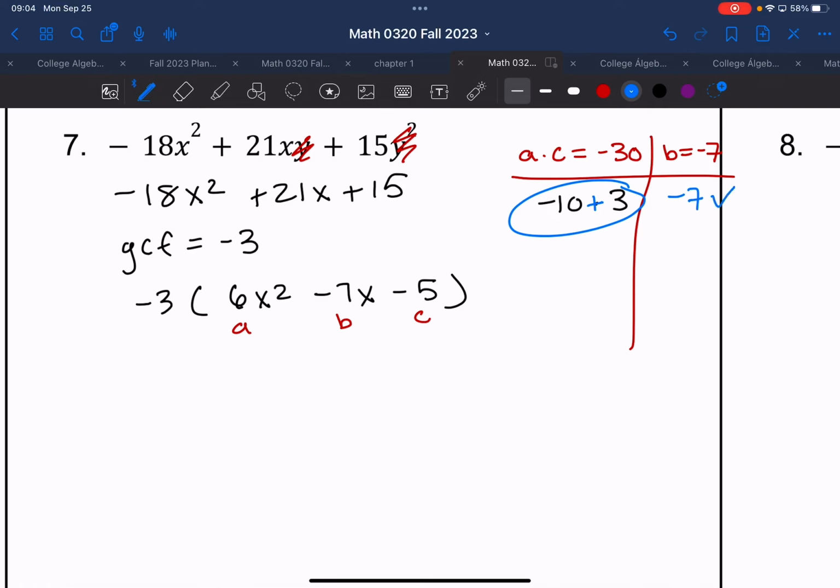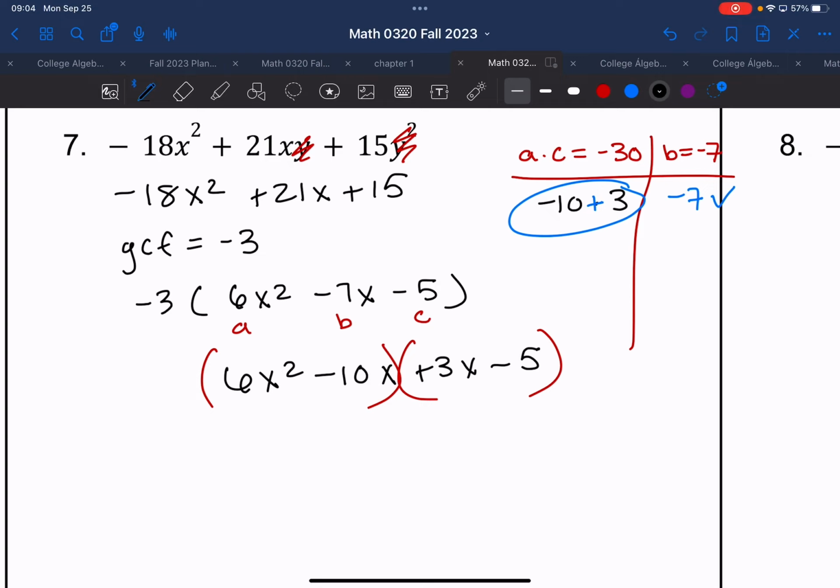Okay. If you can't think of that right off the bat, you list all your factors. Okay, and then you just check one by one. So I have 6x squared minus 10x plus 3x minus 5. Again, I'm showing you that it doesn't matter which order you place those 2 factors in the middle. You're still going to get the correct answer.